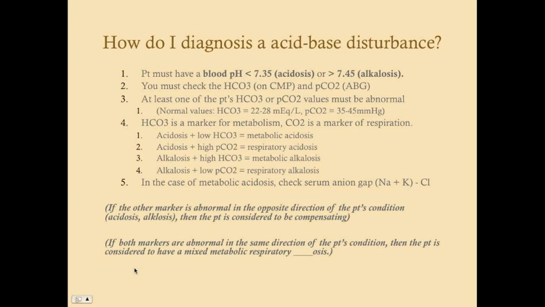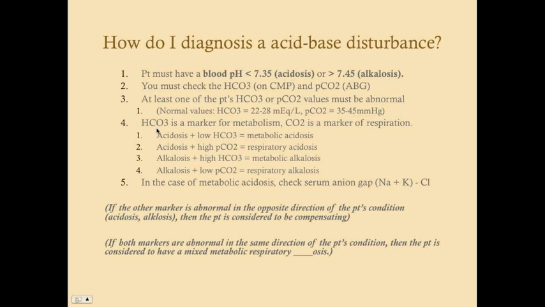Now, if both markers are abnormal and they're in the same direction, I don't mean in the same mathematic direction, I don't mean they're both low or they're both high. If they're both abnormal in the same direction of acidity or of alkalinity, then what the patient has is a mixed metabolic respiratory acidosis or alkalosis. So if you have a patient that has both a high bicarb and a low CO2, then what you have is a patient with mixed metabolic respiratory alkalosis, because both the high bicarb and the low CO2 are causing the alkalosis.